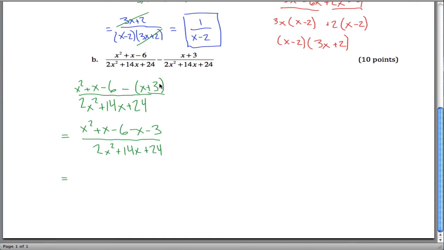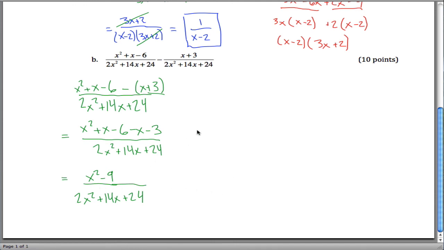That negative you can distribute through the parentheses before you combine like terms. Really what we have up on the top is x squared minus 9. The reason why is we have this x squared, this plus x and this minus x cancel out. Minus 6 minus 3 more is minus 9. And then on the bottom we have 2x squared plus 14x plus 24.